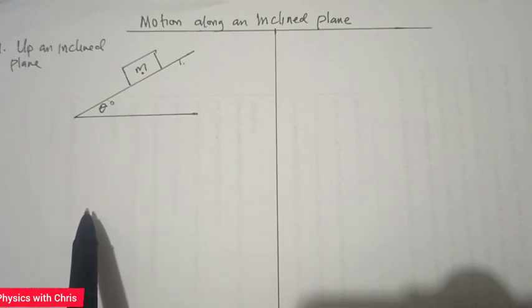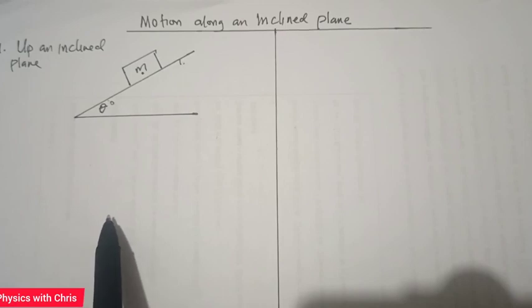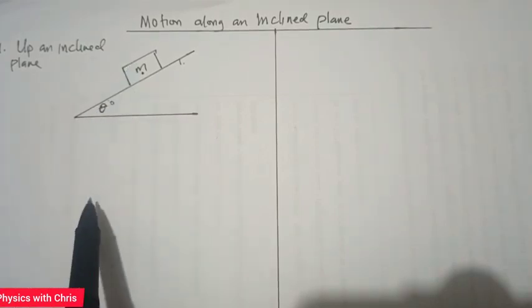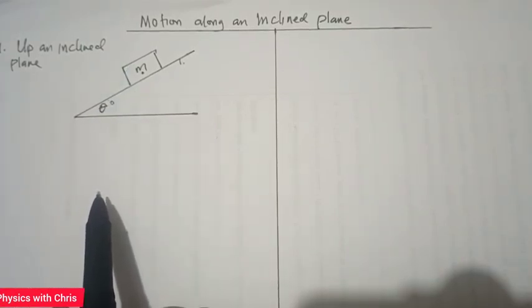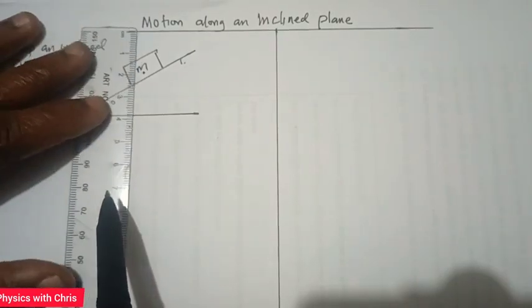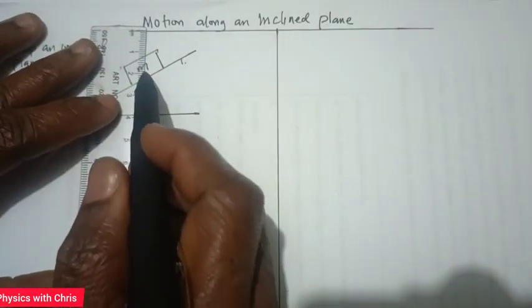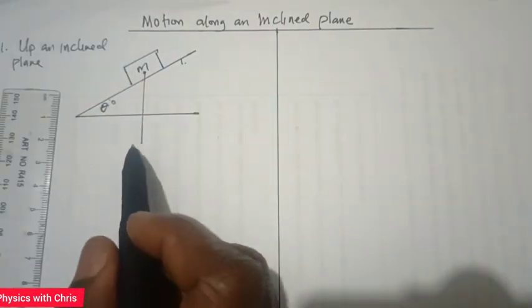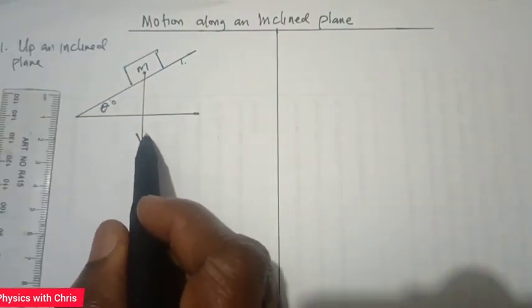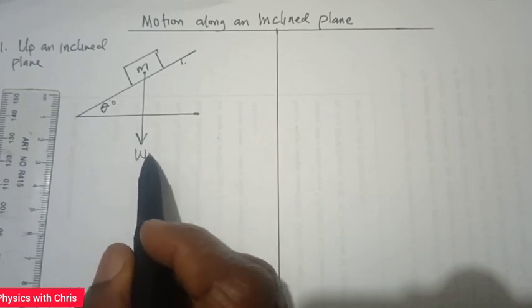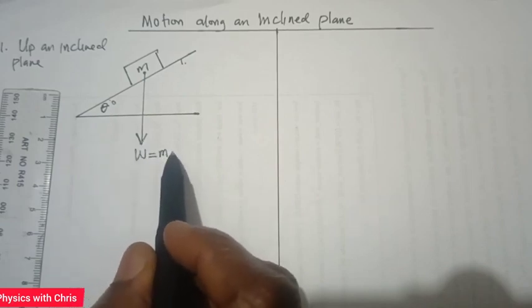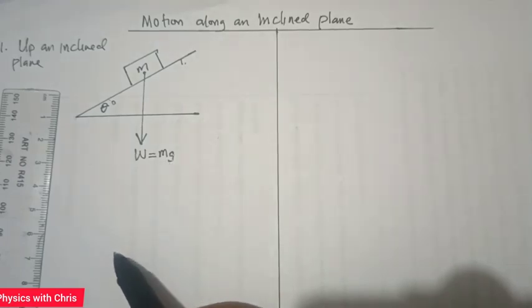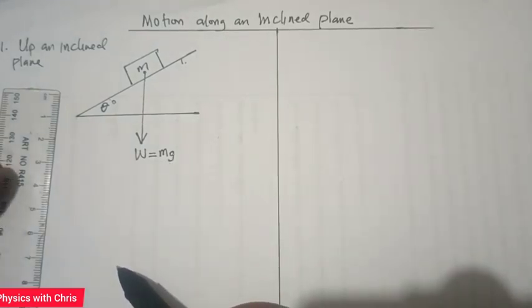And first of all, we need to draw the free body diagram. That is a diagram that shows all the forces acting directly on the body of mass m. So here's the free body diagram. First is the weight of the block of mass m. Recall that the weight of the body acts vertically downwards, and it is given by the product of the mass of the body and acceleration due to gravity or gravitational field strength.